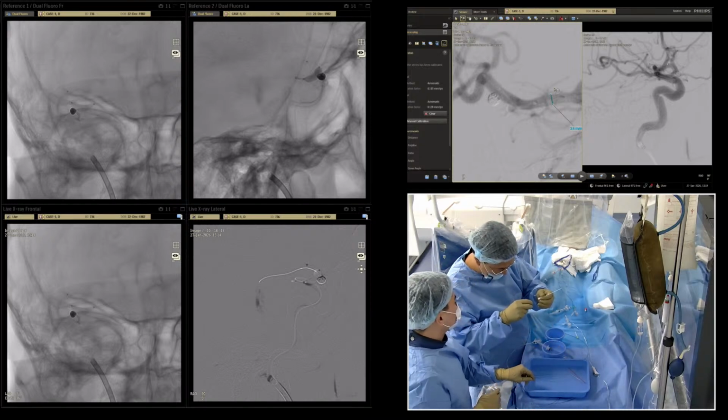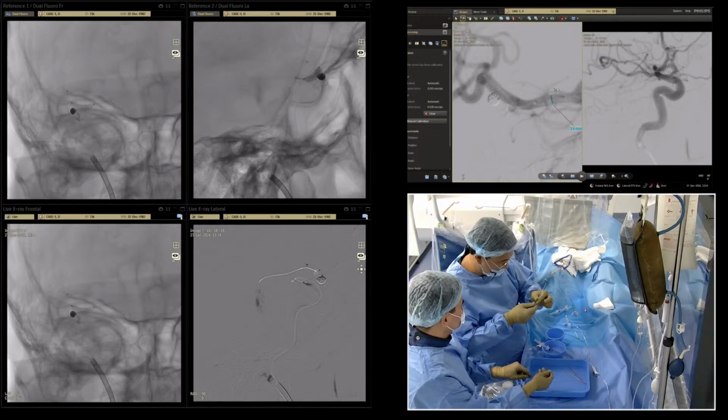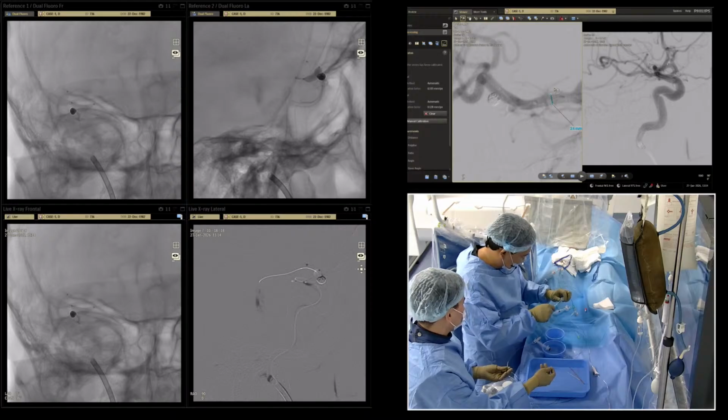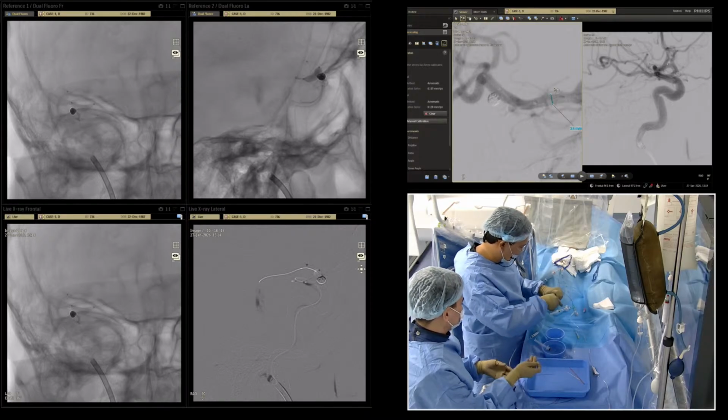It's a Y connector from Clever Medical. It's not a standard Y connector, there is a hole in between.